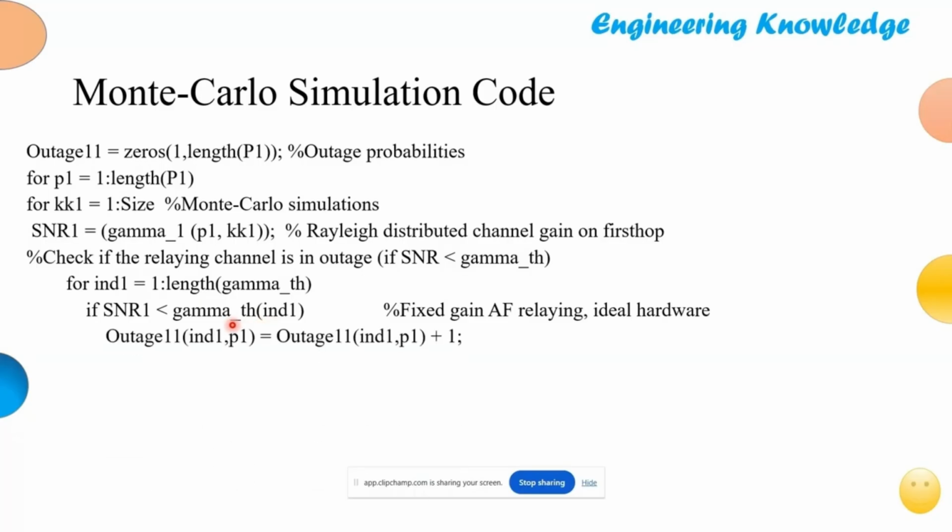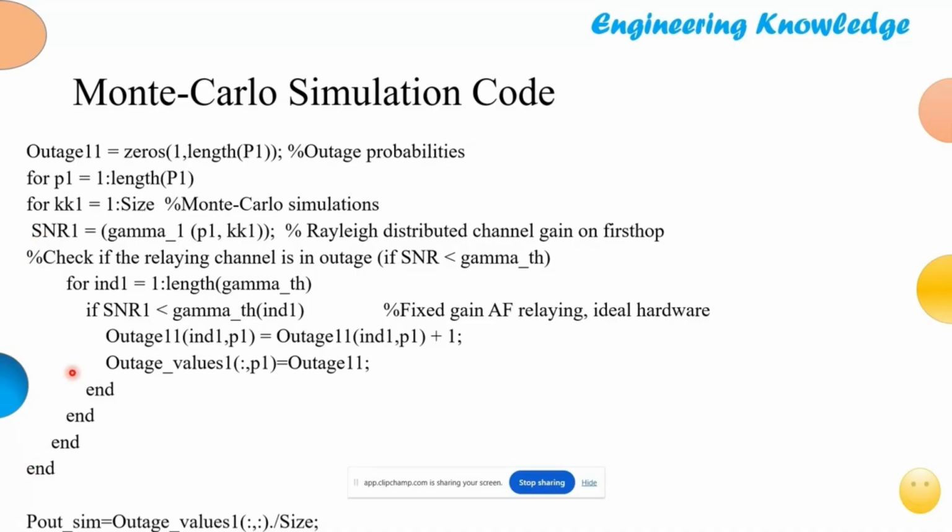If the SNR is smaller than this threshold SNR, then I will increment this, which was all zeros, by 1, otherwise not. And this we will store in outage_values_1 for all the SNRs. So as it is incremented by 1, it is stored here. In Monte Carlo simulation, first this if is ended, then this for is ended, then this for is ended, and then the for loop over P1 is ended.